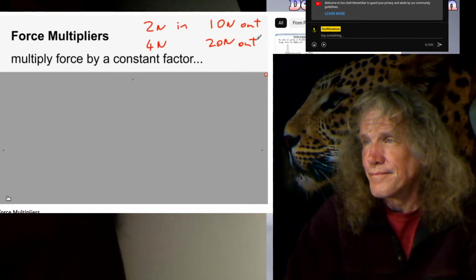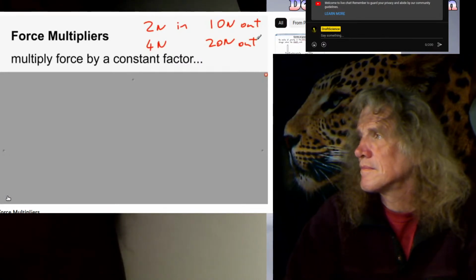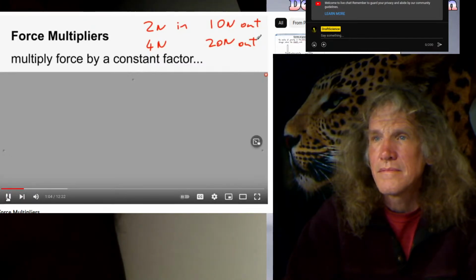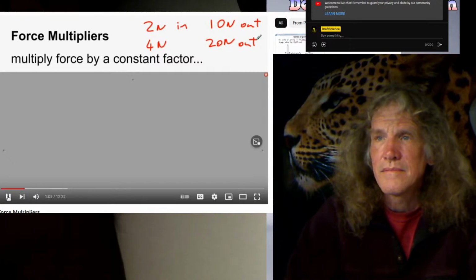Machine multiplies your force by a constant factor. In this case 5. It could multiply by 10, it could multiply by 1,000. This might sound a bit weird and that there's some sort of cheating afoot here.